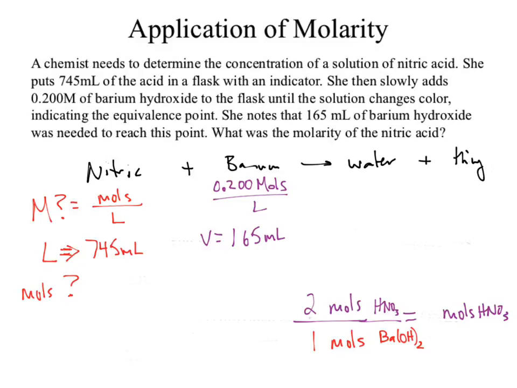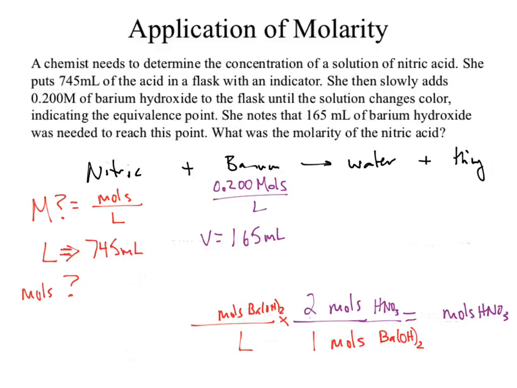We want to use it to do what to this unit? Make it go away. Which means in that conversion factor, what unit needs to show up on top? 0.2. What unit needs to show up on top? Moles of barium hydroxide. What unit should show up on the bottom? What can we convert moles of barium hydroxide to? Moles per liter. What unit needs to show up on bottom? Liters.